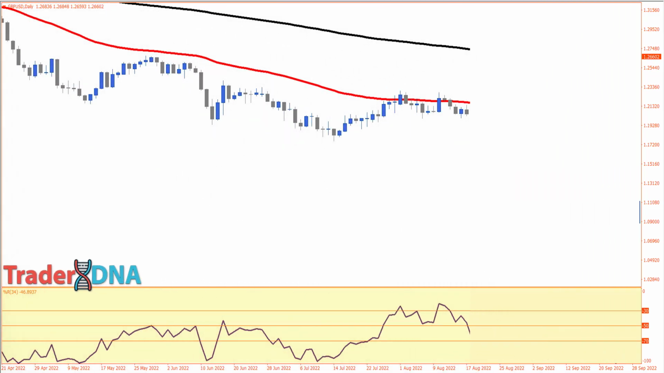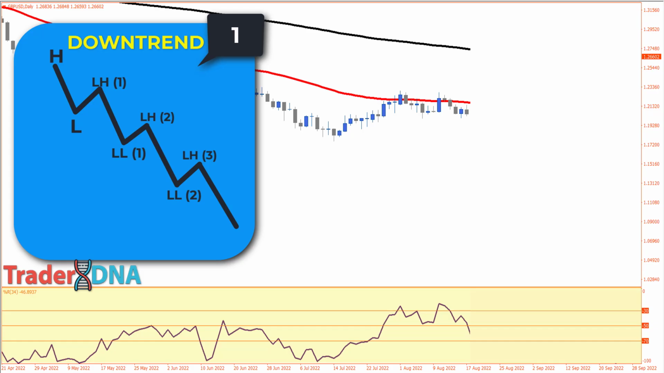Inversely, the same is true in a downtrend. Step number 1. Identify the trend. Downtrend is marked by a series of lower highs followed by a series of lower lows. The definition of a downtrend is quite standardized. In a downtrend, we look for a series of lower highs, followed by a series of lower lows. 2 lower highs followed by at least 2 lower lows are sufficient to identify a downtrend.